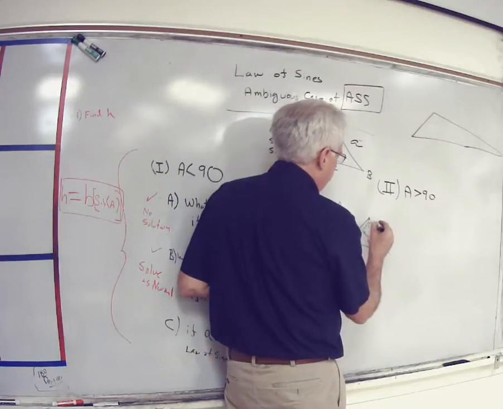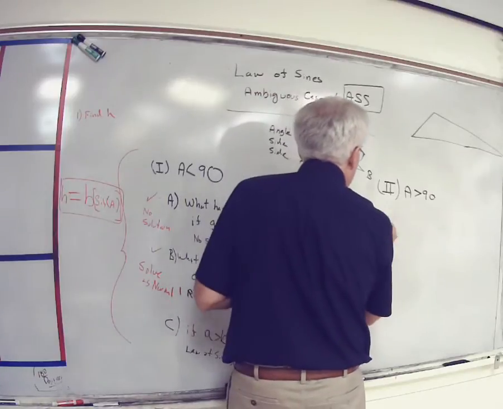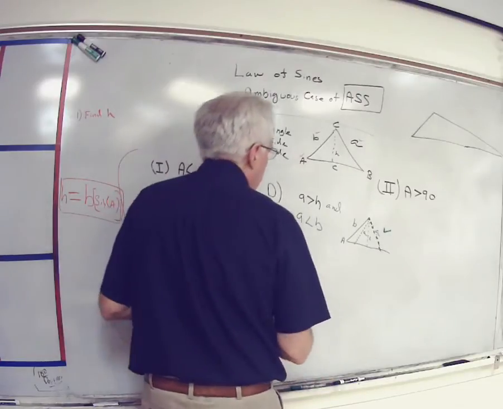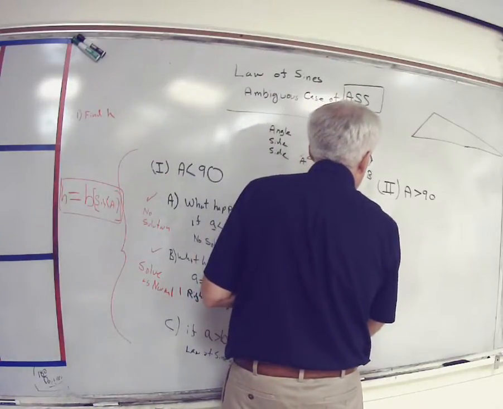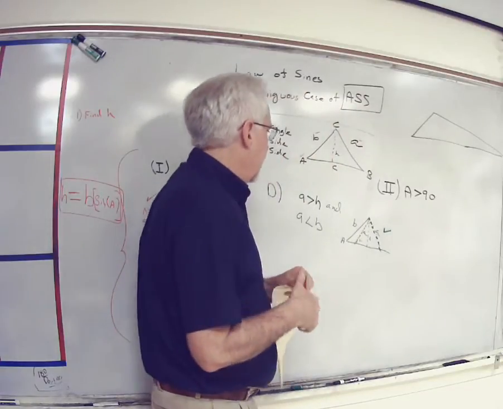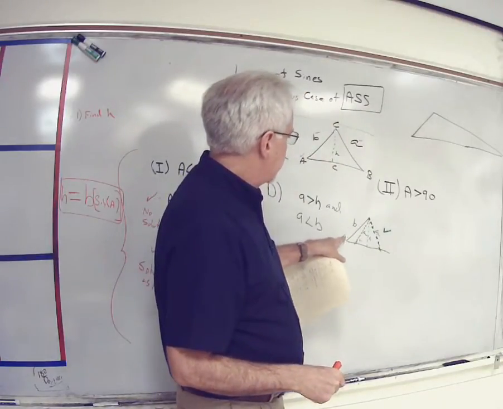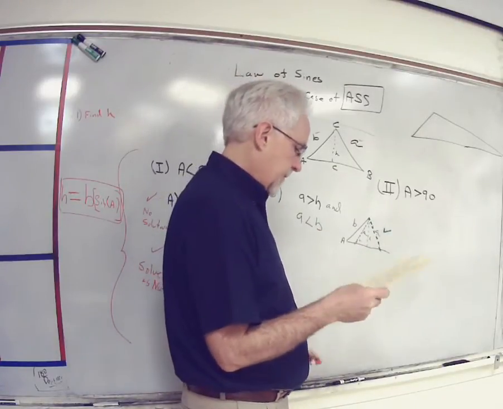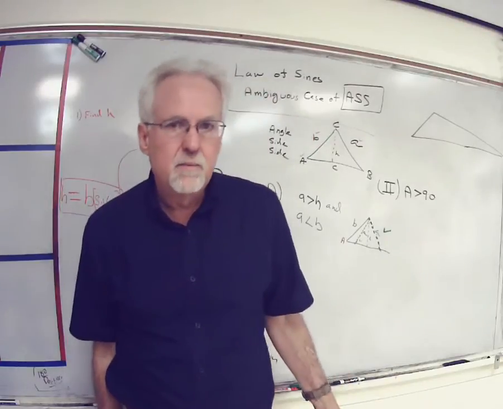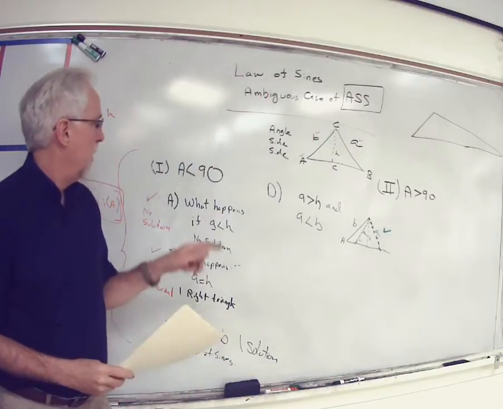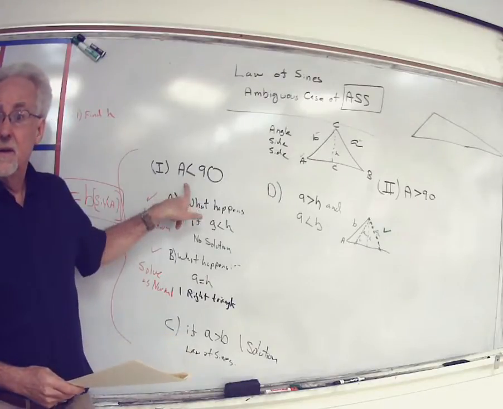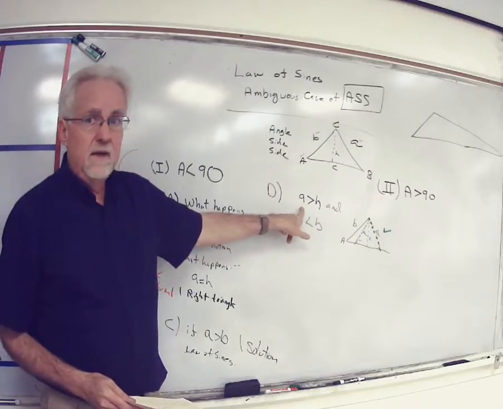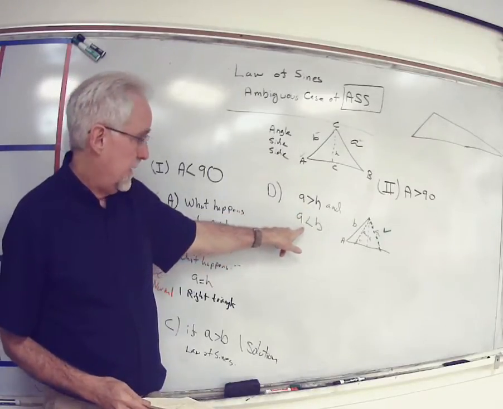So you have this triangle like that, and you have this triangle like that. And big A is the same, side B is the same, and side A is the same, and yet there's two solutions. Okay, so where does the problem come in for the case of what? A is less than 90, A is greater than H, and A is less than B.